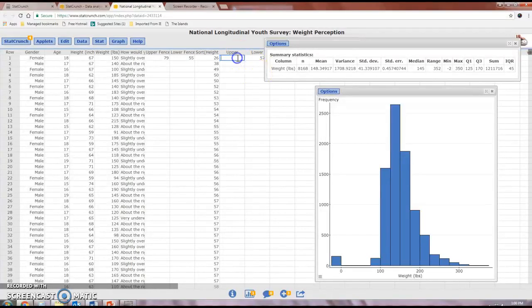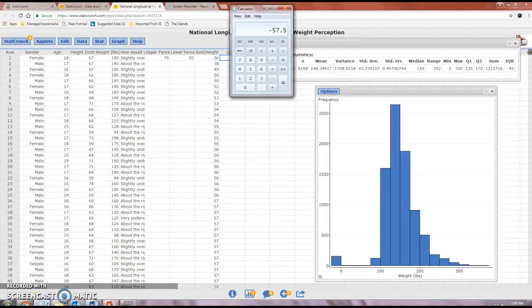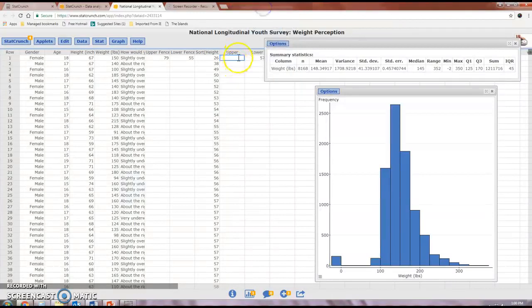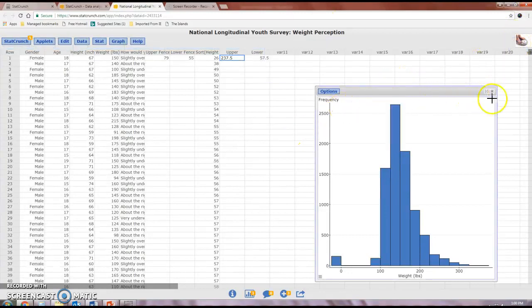Where'd my upper go? Let's calculate the upper again. 67.5 plus Q3, 237.5. Okay. So now I can analyze my weight.